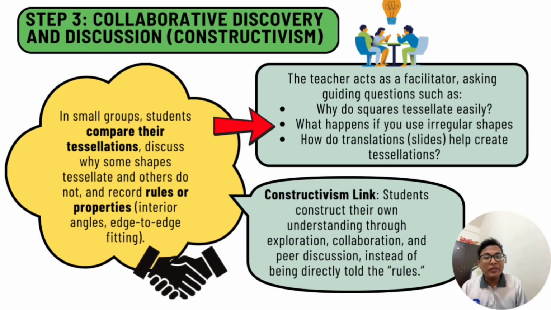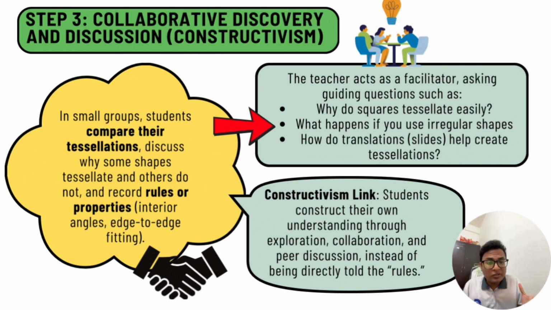Alright, step 3 is collaborative discovery and discussion. Like before, I told you about the collaboration, so it's based on constructivism. In a small group, students compare their tessellations, discuss why some shapes tessellate and others do not, and record the rules and properties like interior angles and edge-to-edge fitting. The teacher acts as a facilitator, asking guiding questions such as why do squares tessellate easily, what happens if you use irregular shapes, and how does translation help to create this tessellation.